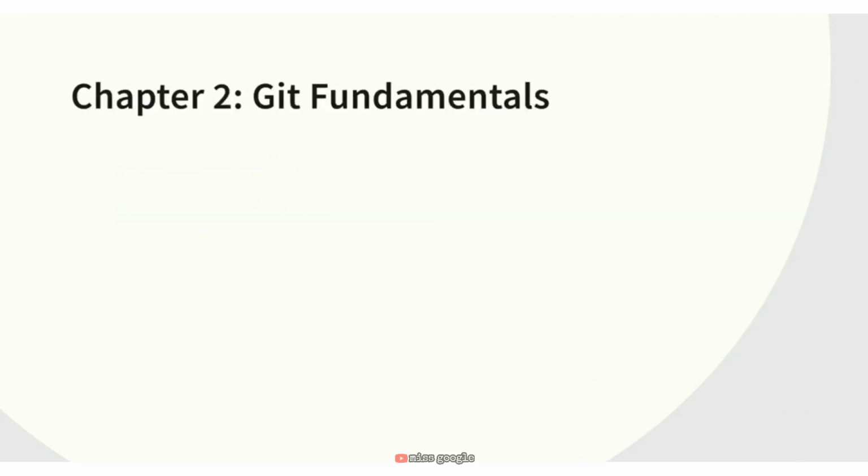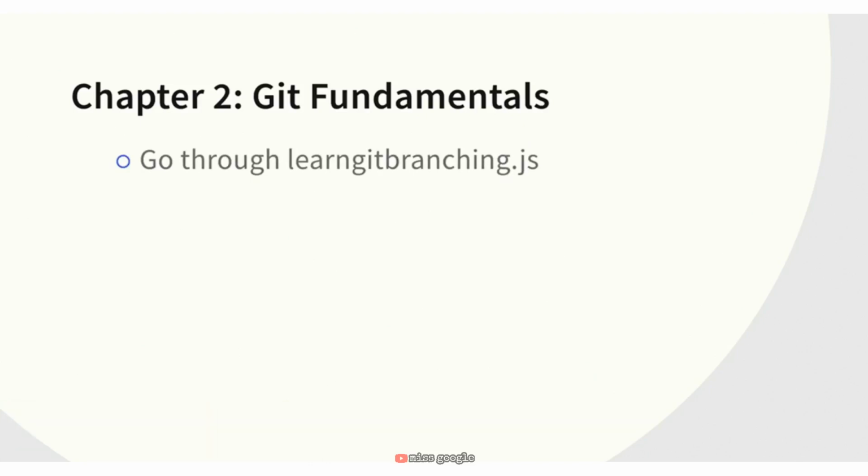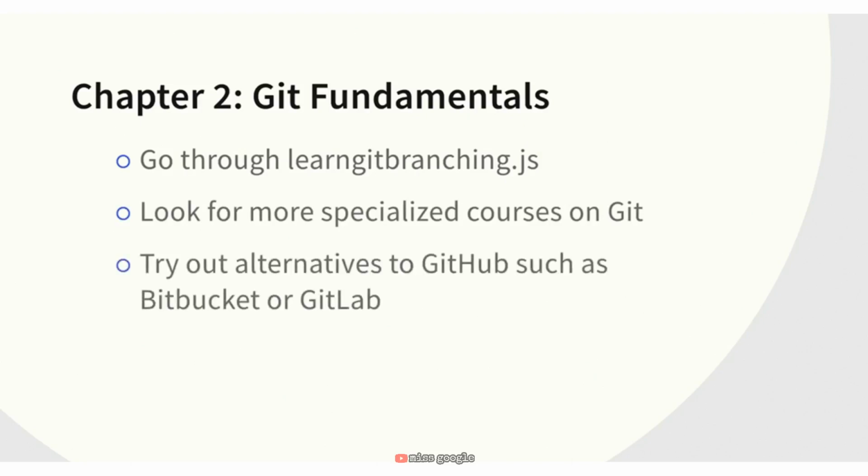In chapter 2, we spent time with Git and GitHub. We covered some of the very fundamental functionality in both, but there is still much to learn. If you haven't done so yet, I would strongly encourage you to visit learngitbranching.js, as it is one of the best tools I have found to visualize what's really happening when you use Git. I would also encourage you to look for more specialized courses on Git, and over time to try out some of the alternatives to GitHub, such as Bitbucket or GitLab, and again make up your own opinion of what kind of workflows work for you.